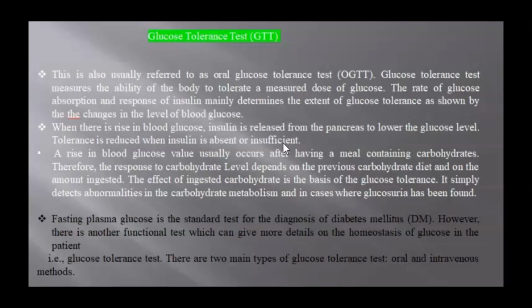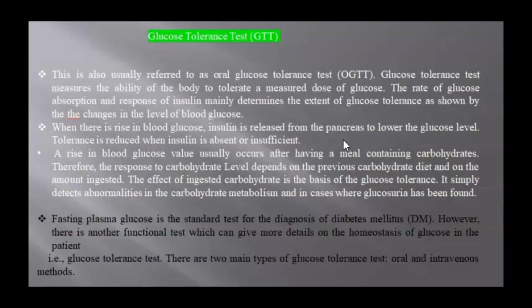So, a rise in blood glucose value usually occurs after having a meal containing carbohydrate. Therefore, the response to carbohydrate level depends on the previous carbohydrate diet and on the amount ingested. The effect of ingested carbohydrate is the basis of the glucose tolerance. It simply detects abnormality in carbohydrate metabolism and in the case where glucosuria has been found. Now, listen carefully.